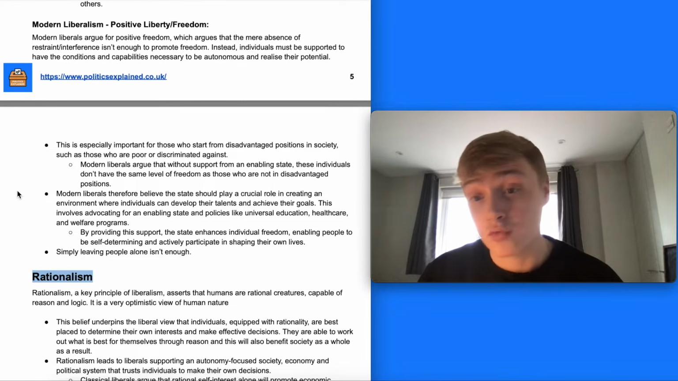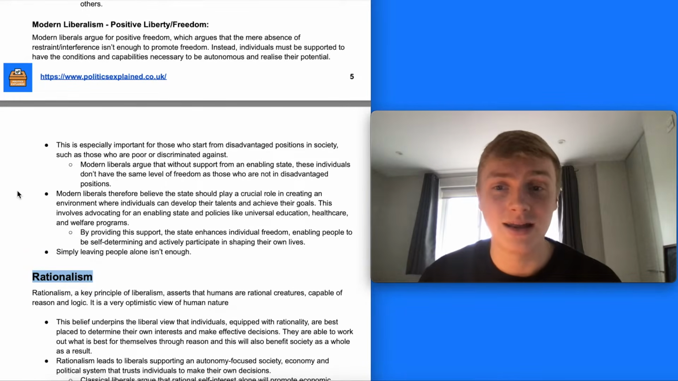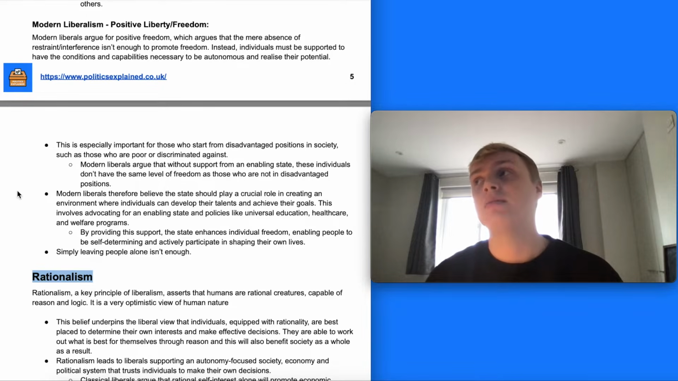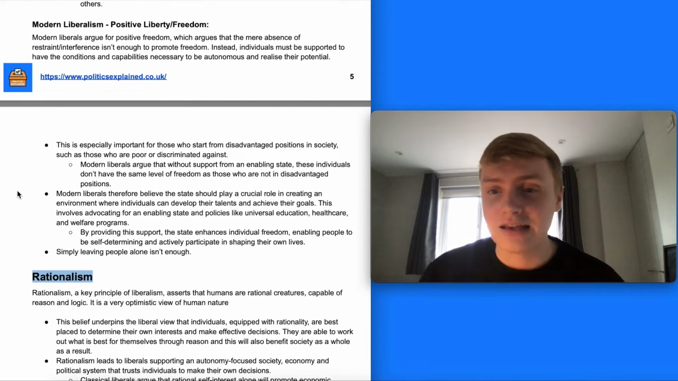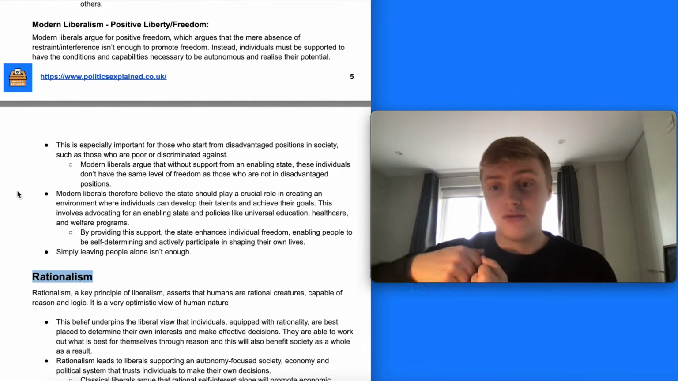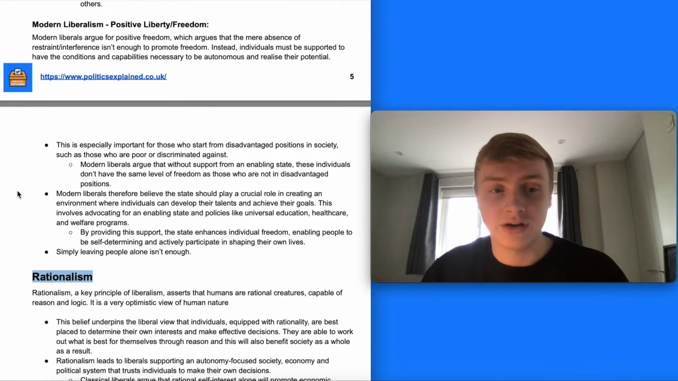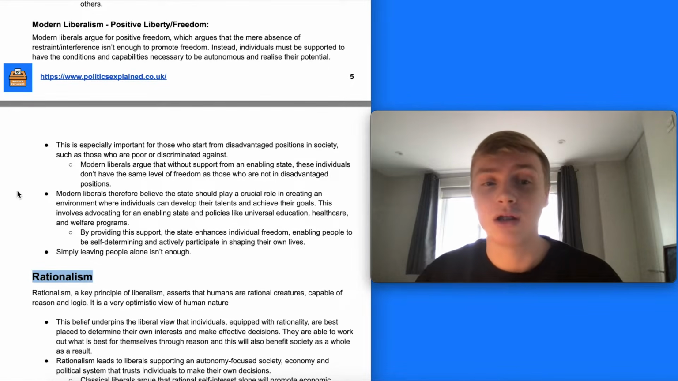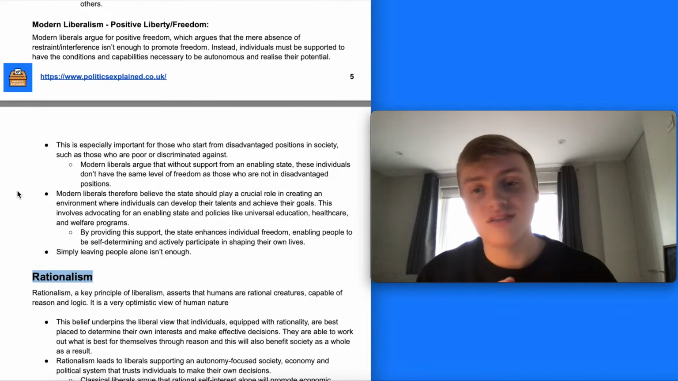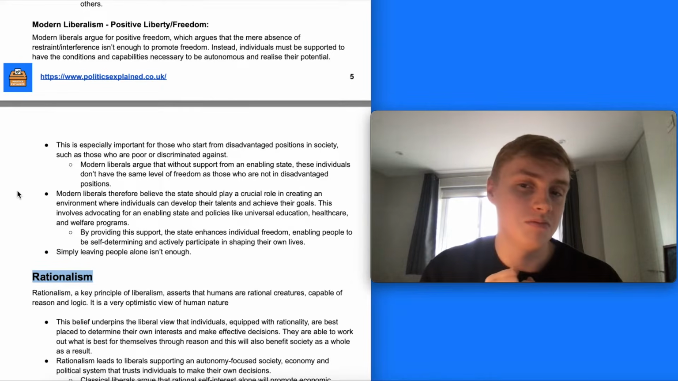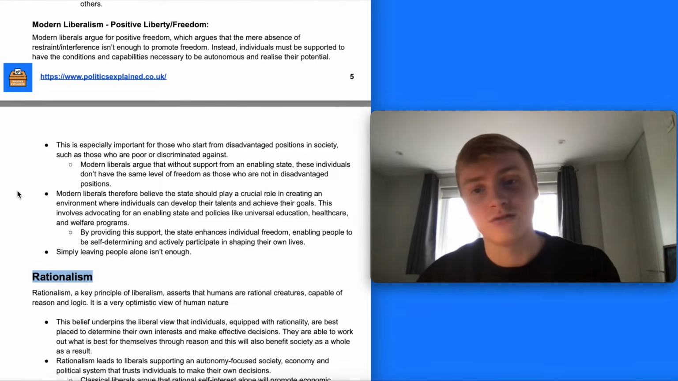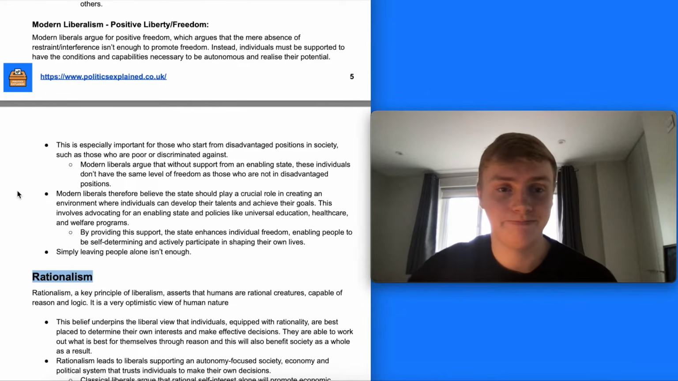So modern liberals definitely agree that the state can go against freedom, right? They believe in freedom and liberty, and they believe that the state can threaten freedom, but they also believe that the right state and the right policies play a key role and need to play a key role in promoting freedom for all. Simply leaving people alone isn't enough. So I hope that's explained what I was saying at the start in terms of how these different views of freedom, negative versus positive freedom, also lead to their different views on the economy and the state.